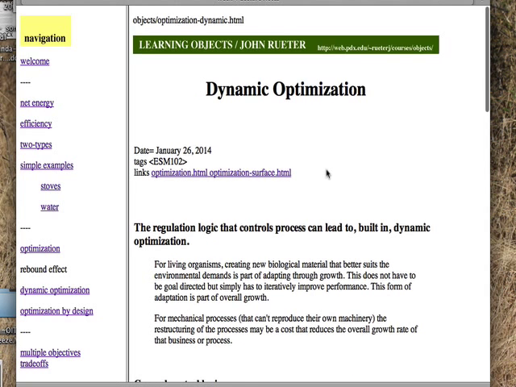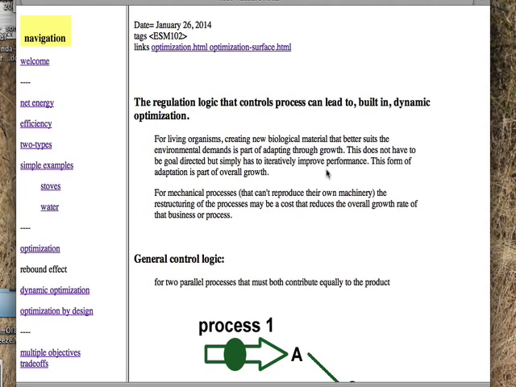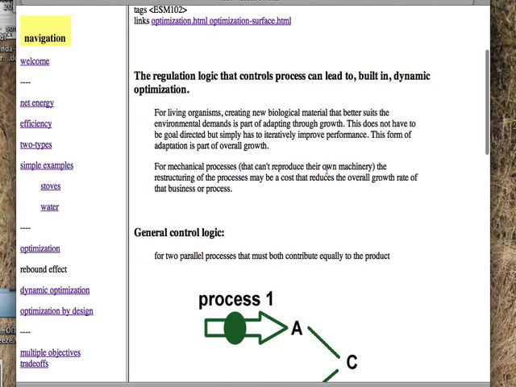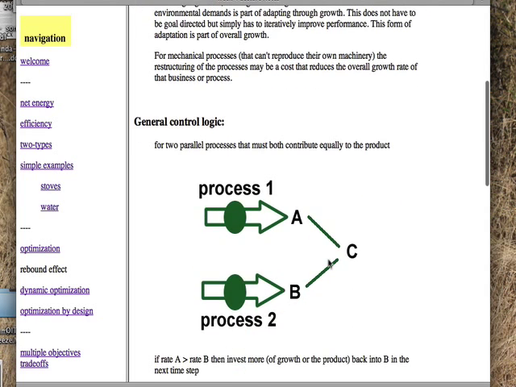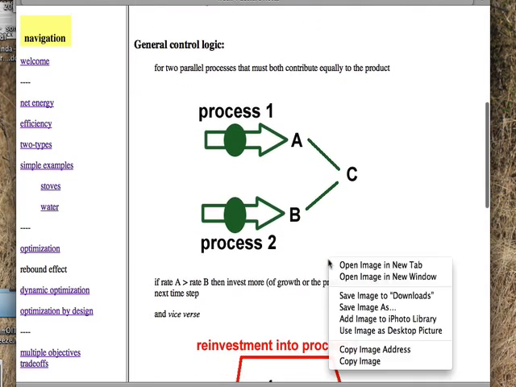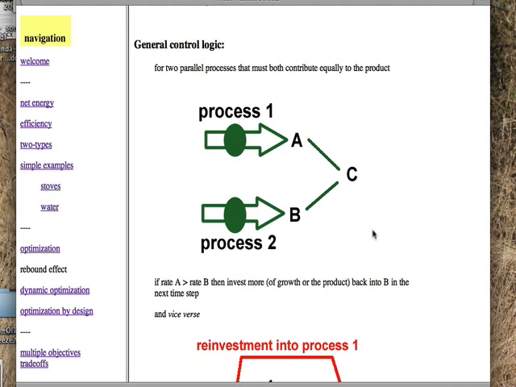Now, there's a couple ways we can regulate processes and reach the optimum. One is you could just look at things and maybe turn the dial so that these processes match. But the other one is to have a dynamic optimization mechanism. So here's an example of that process we talked about before: process 1 and process 2. And what if one is too low and one is too high?